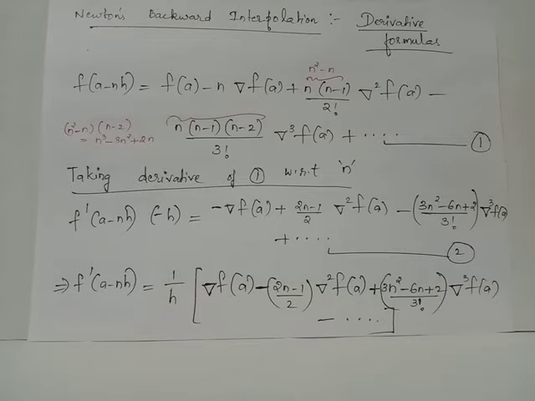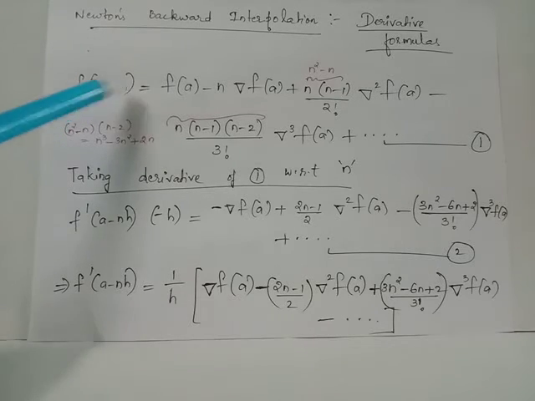Let us discuss derivative formulas for Newton's backward interpolation formula. We have the backward interpolation formula given by f(a − nh) = f(a) − n∇f(a) + [n² − n]/2! ∇²f(a) − [n³ − 3n² + 2n]/3! ∇³f(a) + etc. Let us call this equation 1.